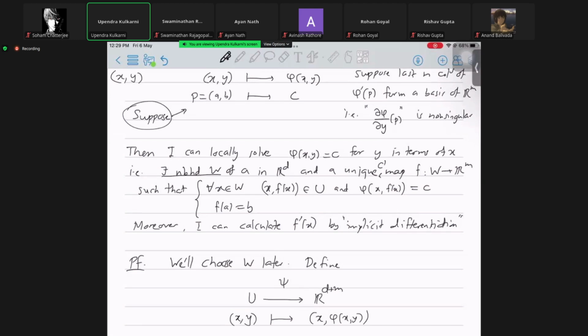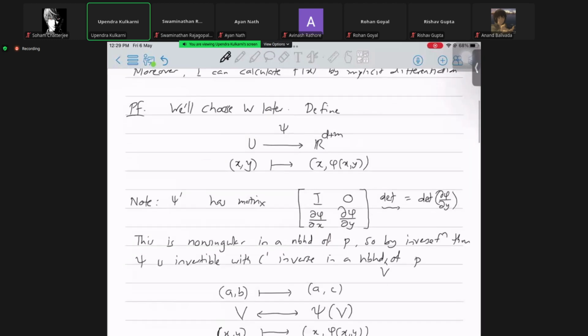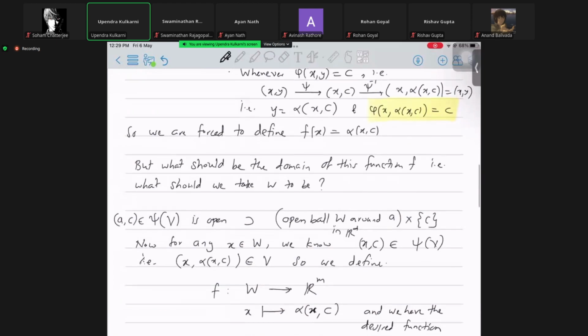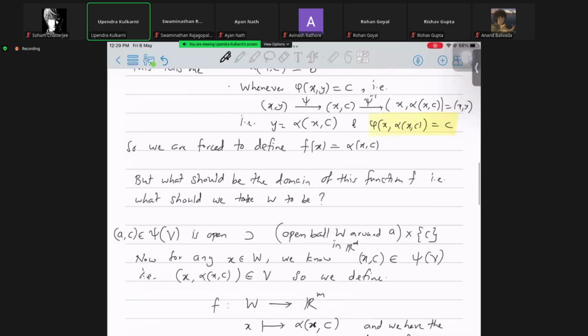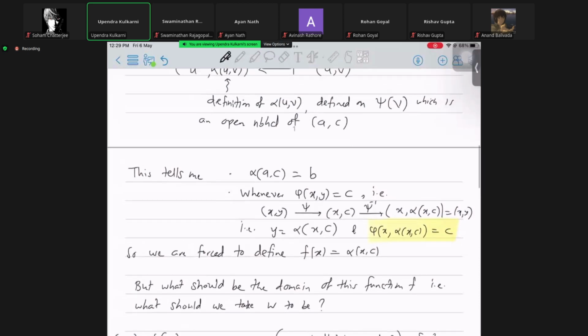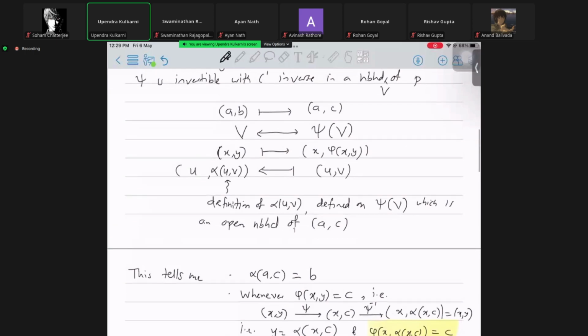Is it easy to see that f is a C1 map? Okay, so let us look at how f came about. f was alpha of x of something, right? So what was alpha? Alpha was a component of psi inverse. Do I know anything about psi inverse?